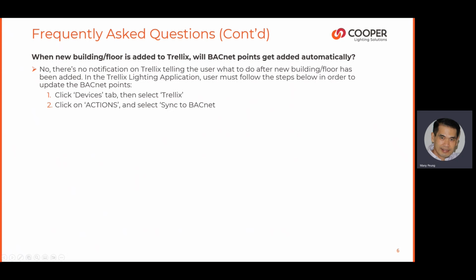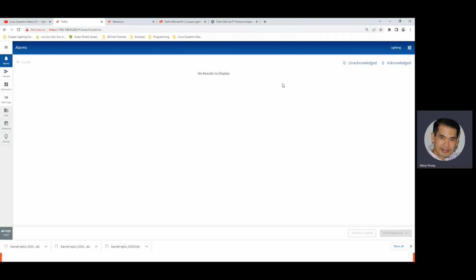Okay, so let me demo that. Going back to Trellix lighting, first of all, I need to add a new building and a new floor to demo this scenario. To do that, I have to click on the Site tab.